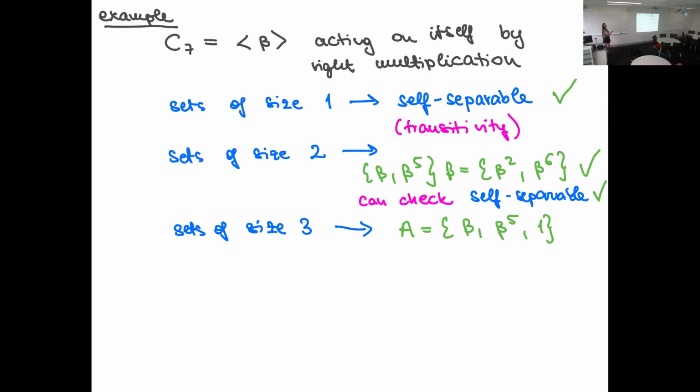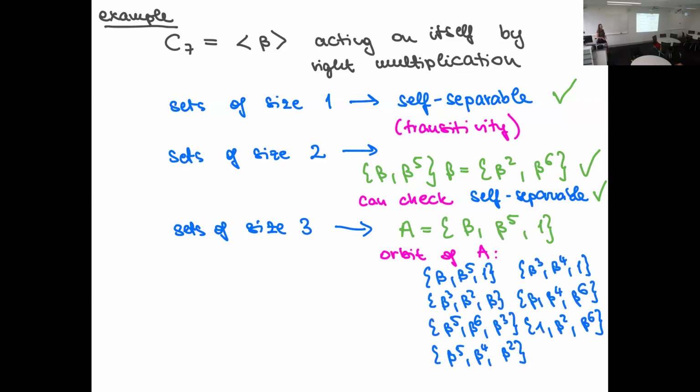So let's take this set A, which is beta, beta to the 5, and the identity. To check if this is self-separable, we need to see all of the possible places that it's sent to by the action of the group, and then compare whether there is an intersection or not. So here is the orbit.